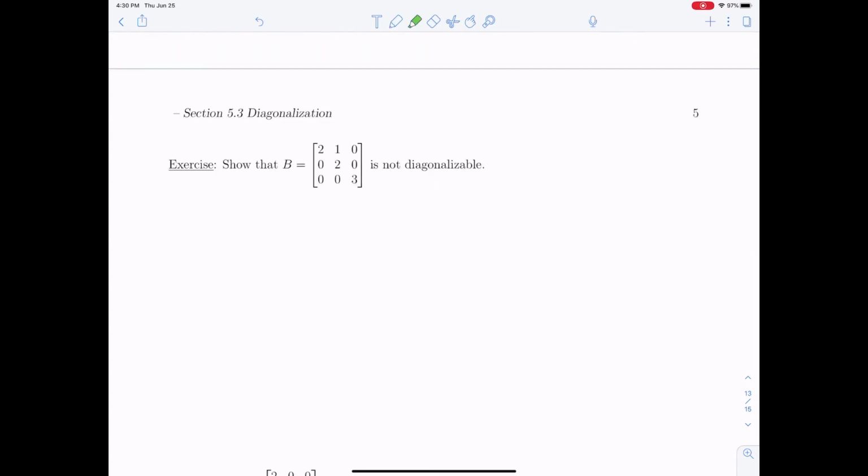Okay, so if you have the matrix B, which is given in this way, then B is not diagonalizable. So let's pause the video and find the eigenvalues and eigenvectors before I give you the solution for this problem.